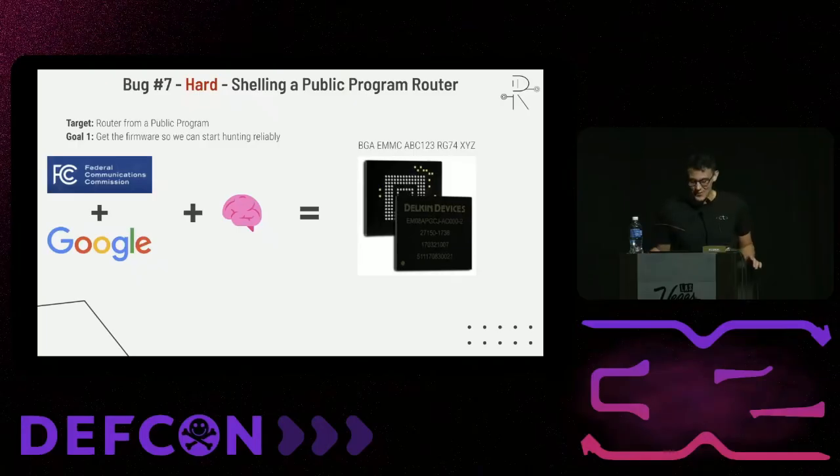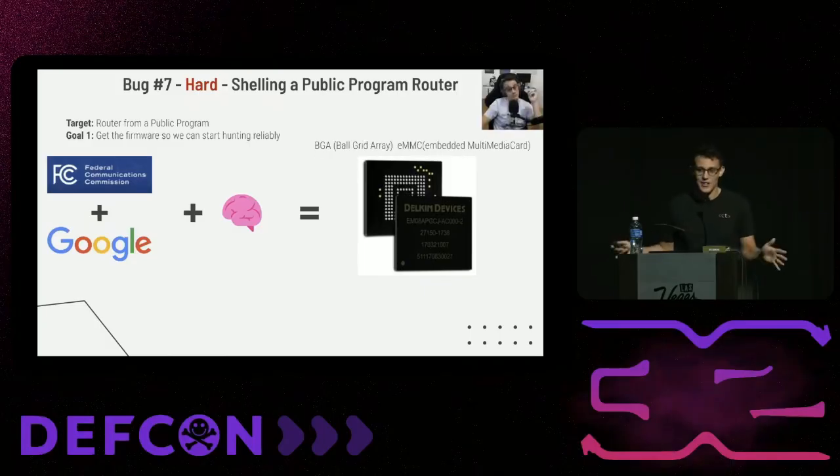So let's get to the details, okay, guys? Essentially, what we did is we took this router that was in a public program, we broke it apart, and we used the FCC website and Google and our brain to identify that this chip was in there. This is what it sounded like to me the first time: a BGA EMMC ABC1234 G74XYZ. This is coming out of Joel's mouth. And I was like, oh my gosh, what the heck is that?